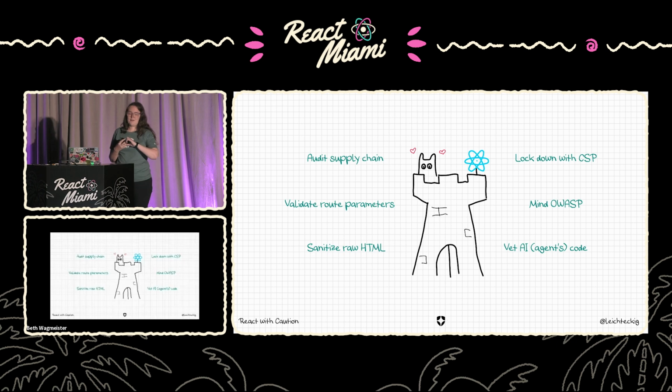So let's wrap up really quick. If there's 6 things I want you to keep in mind from my talk, aside from cute little drawings, hopefully cute, it is: audit the supply chain, make sure you're up to date, validate your routes and your parameters, sanitize if you use raw HTML, and be aware what JSX can and cannot do. Use content security policy, listen to the OWASP Top 10, and be always careful with your AI code.